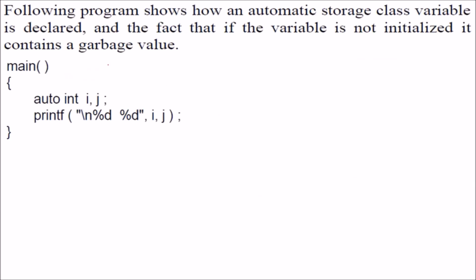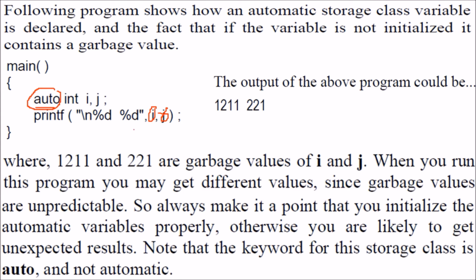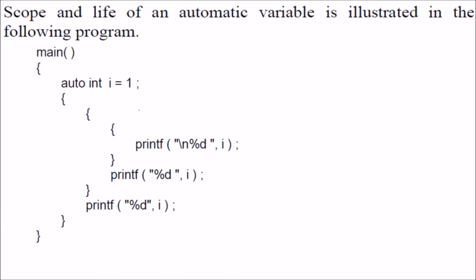So let us see a program. This is int ij. We have not put auto up till now, but there is always auto. This is the default. Now the output can be anything because we have not initialized ij, and because it is auto, it is unpredictable. So it may take any garbage value. Garbage value is that value which is not of our purpose.